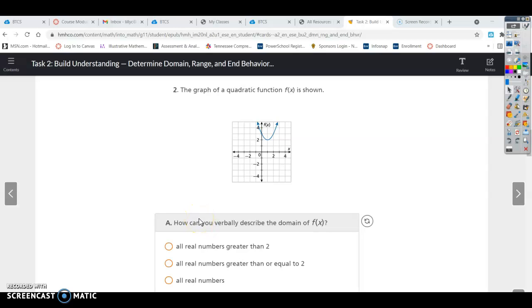This says the graph of a quadratic function f of x is shown. How can you verbally describe the domain of f of x? If you remember, the domain is all your x values. Your x-axis goes left to right, so this function goes both left and right with arrows, which means without bound. So that means all real numbers would be the answer.